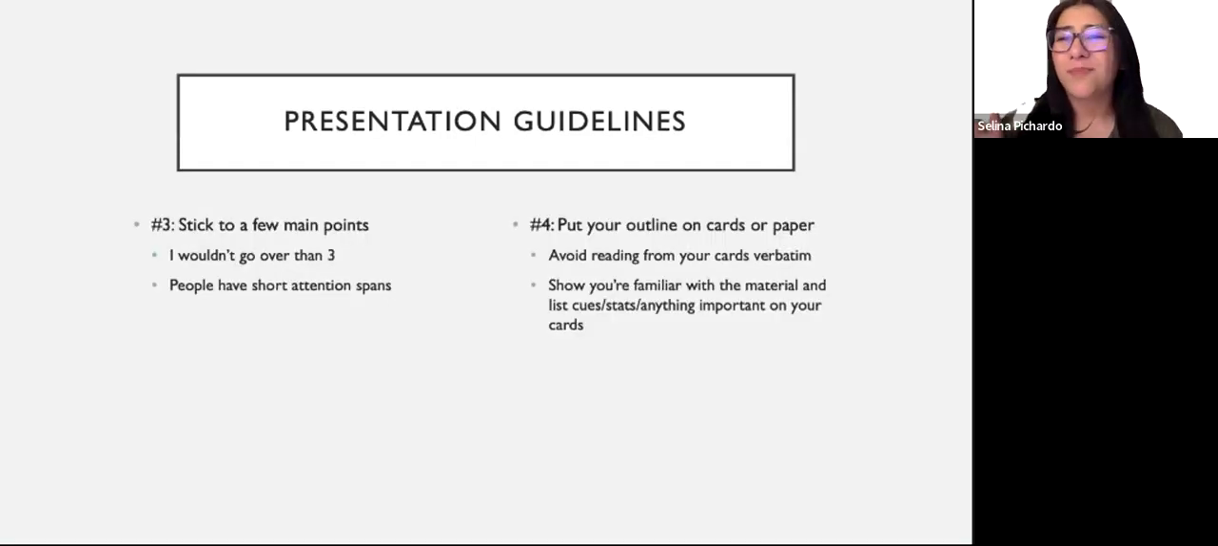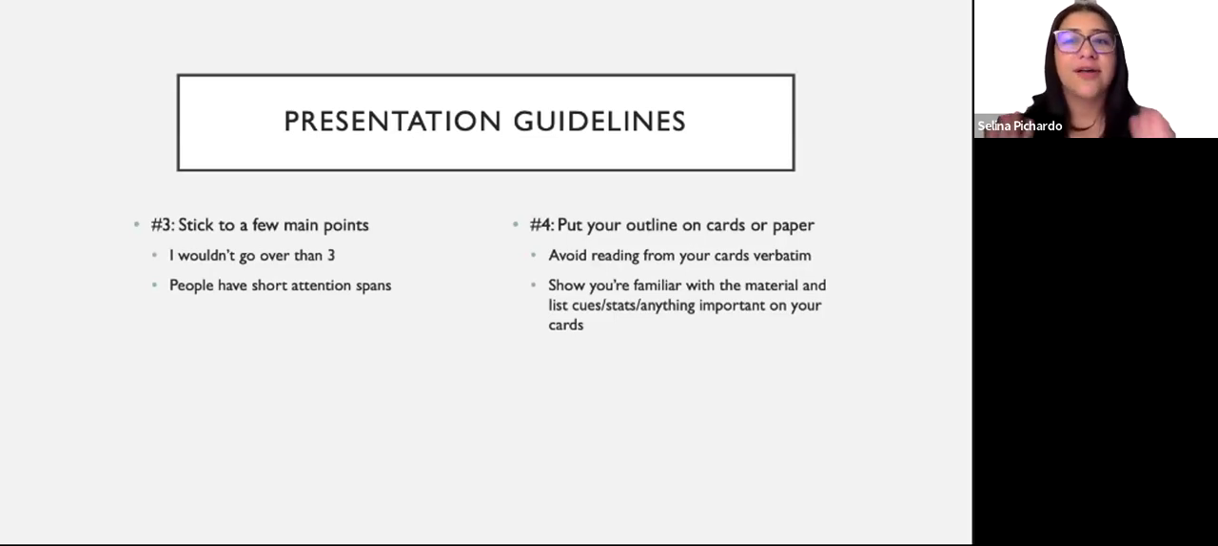Number three, number four, pretty simple. Number three is stick to a few main points. I wouldn't go over three because people have short attention spans. You may not have the time. So when you're thinking about which main points you want to focus on, if you don't even have three, if you have two main points, then focus on two. But I wouldn't go over three. Keep it very short and concise, so that it's easy for people to follow you.